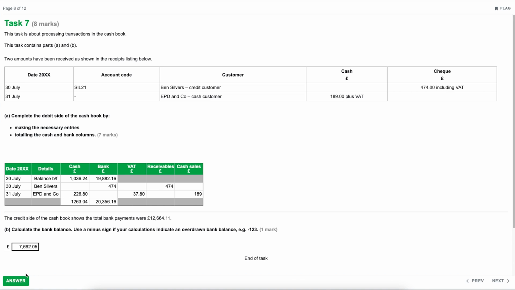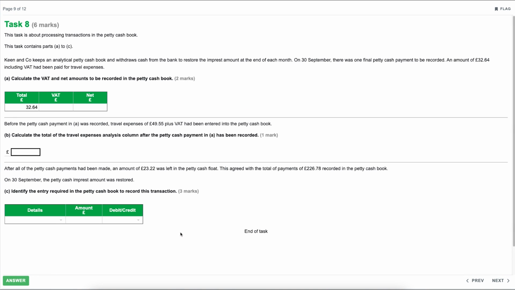Let's now move on to task 8. So task 8 is worth 6 marks and is about processing transactions in the petty cash book. This task contains parts A through to C. Keane & Co. keeps an analytical petty cash book and withdraws cash from the bank to restore the imprest amount at the end of each month.